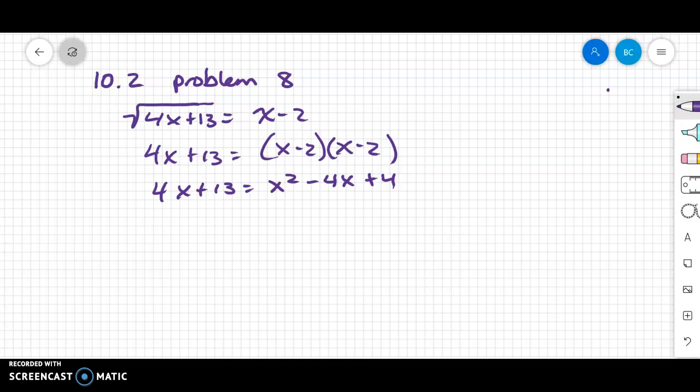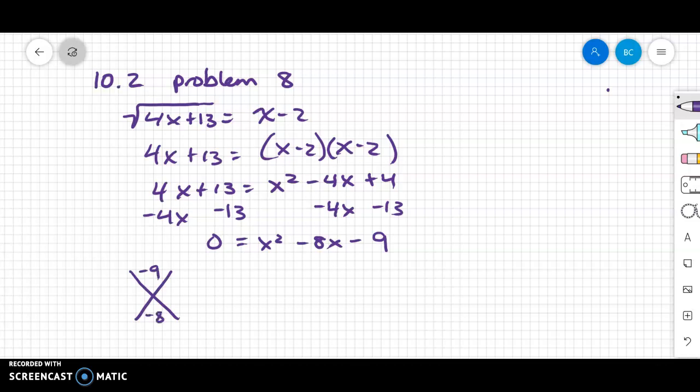Then I'm going to put everything in standard form. I'm going to subtract 4x from both sides, and I'm also going to subtract 13 from both sides. So I'm going to end up with 0 equals x squared minus 8x minus 9. Then I'm going to go ahead and solve that equation. Again, I can factor it. So I've got negative 9 and negative 8. Negative 9 times 1 equals negative 9. Negative 9 plus 1 equals negative 8. So my solution is x minus 9 times x plus 1. So x equals 9, and x equals -1.